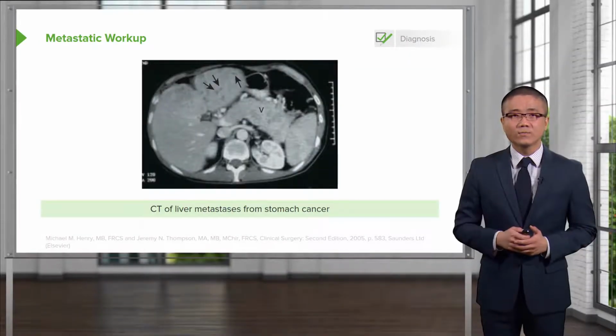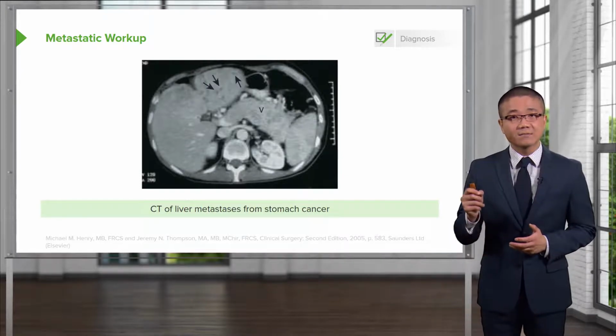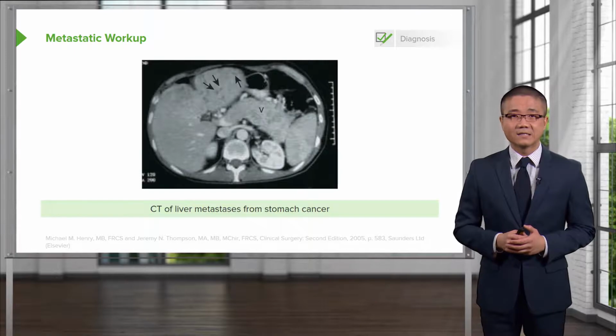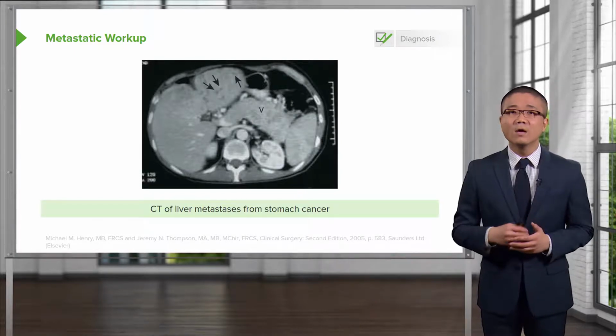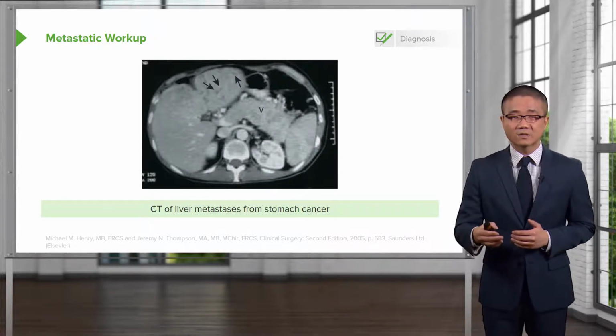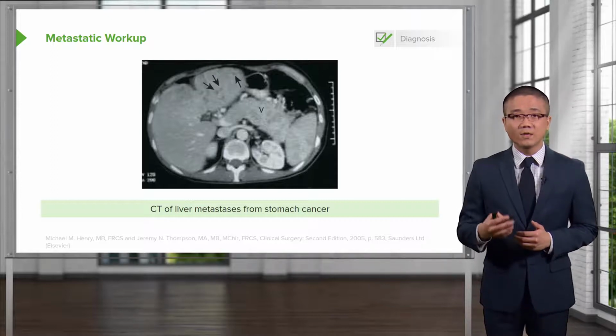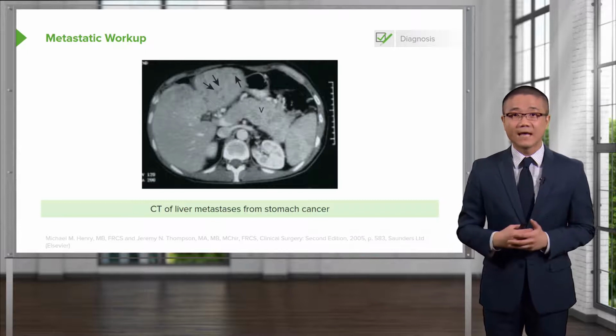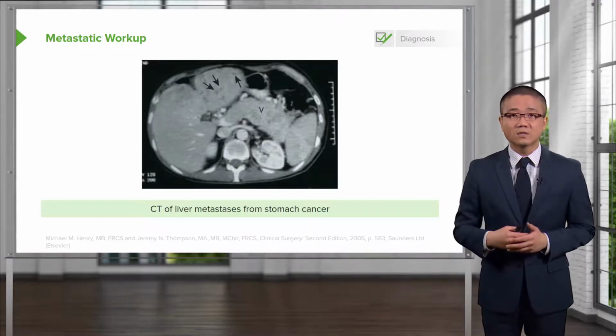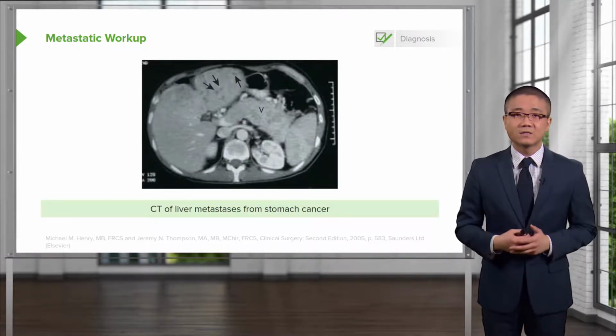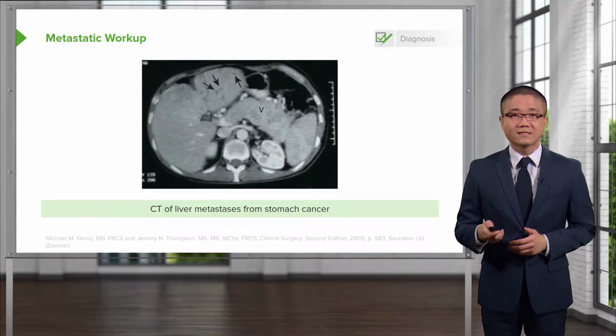Just a reminder, just because one finds multiple lesions in the liver doesn't mean that it's necessarily metastasis. In any clinical scenario, it's important to have context. So, if you suspect, given the presentation of a patient with stomach cancer or any cancer for that matter, and you see multiple lesions in the liver, the most likely diagnosis is a liver metastasis as opposed to primary liver cancer.